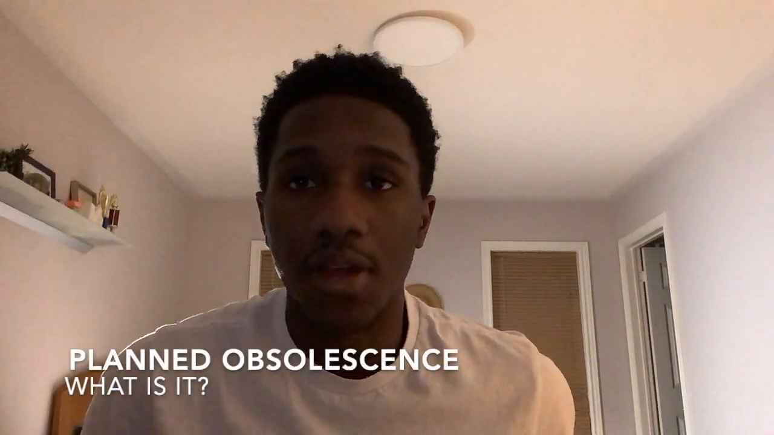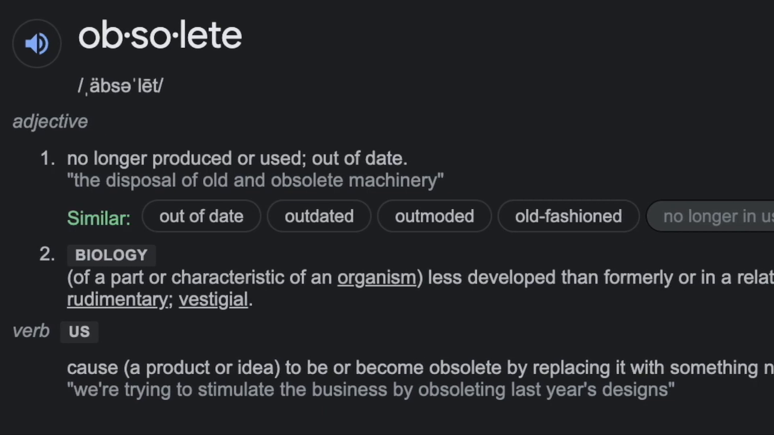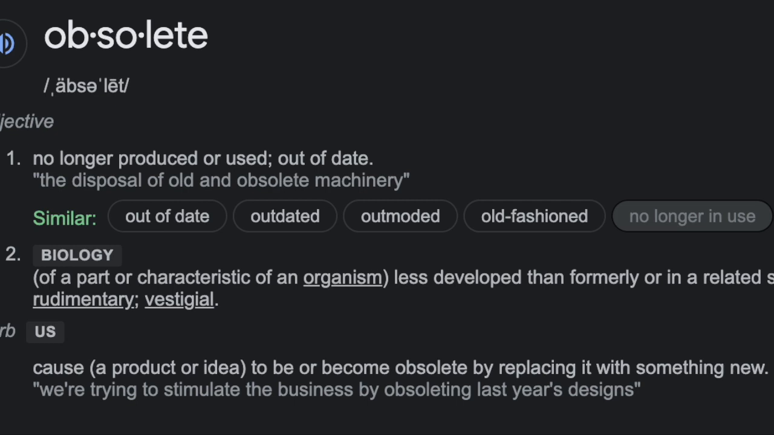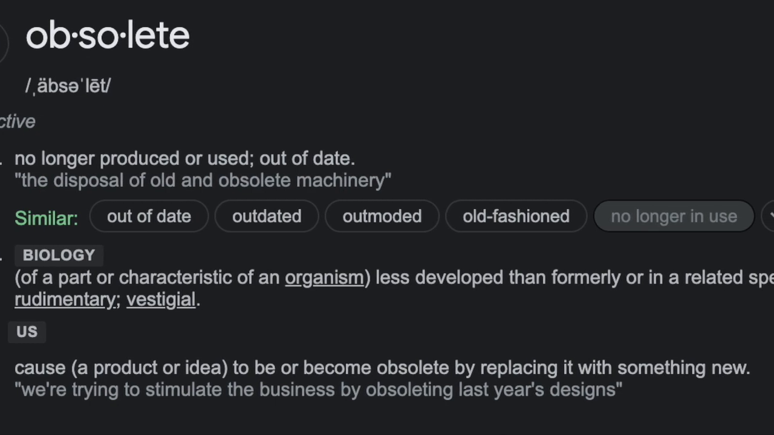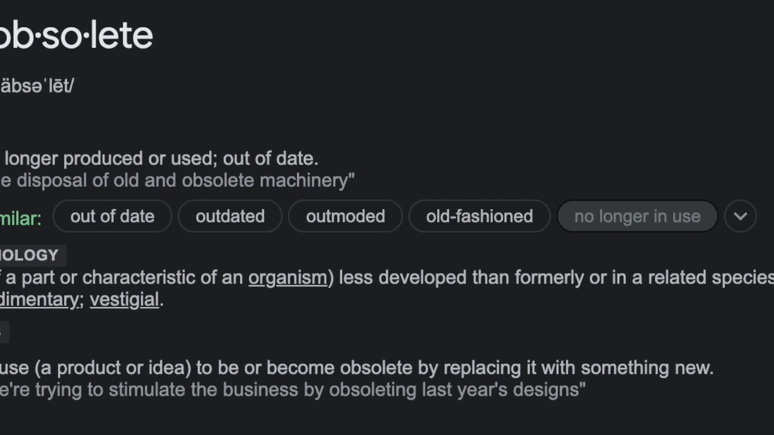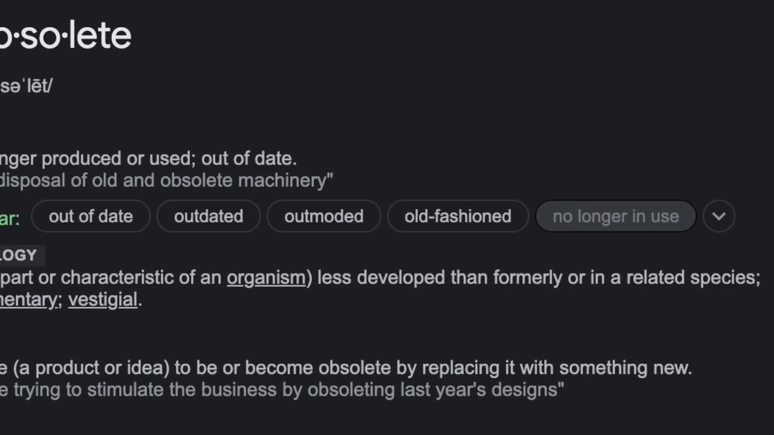So what is planned obsolescence? Now it's good to note that the word obsolescence stems from the word obsolete, and the adjective definition of obsolete is no longer produced or used, out of date. And the verb definition is cause a product or idea to become obsolete by replacing it with something new.